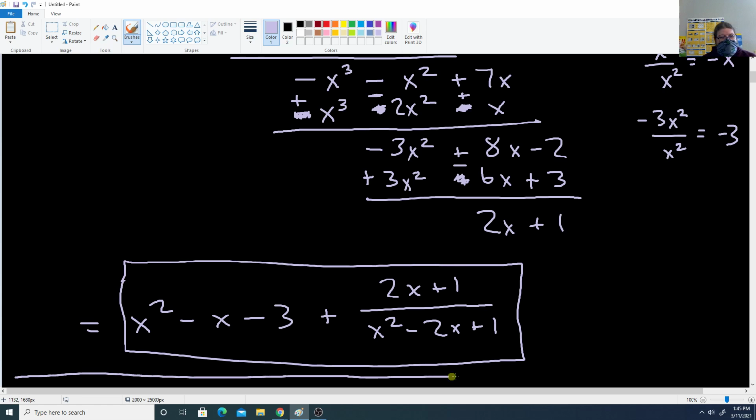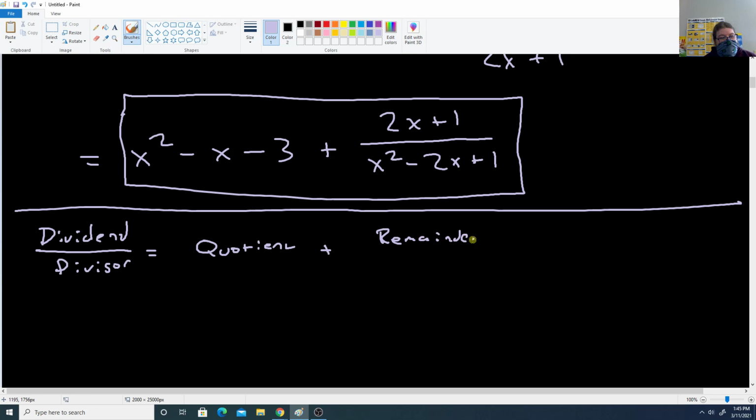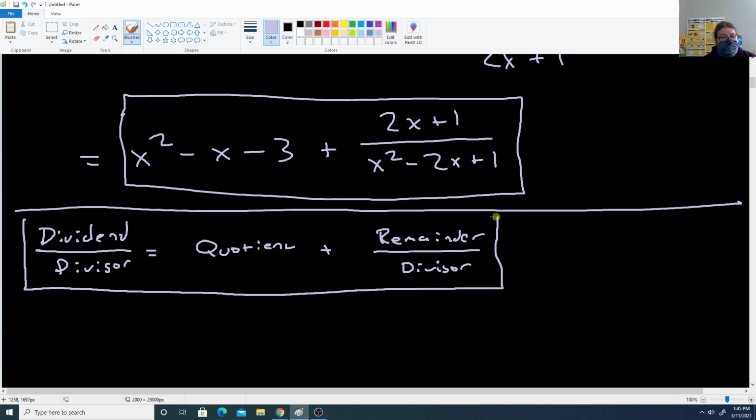So we're going to get two forms. This is the division algorithm that we wrote our answer out in. The division algorithm is dividend over divisor, which is what we had in the original statement, equals quotient plus remainder over divisor. And so this is the form we wrote our answer in right above us: quotient plus remainder over divisor.